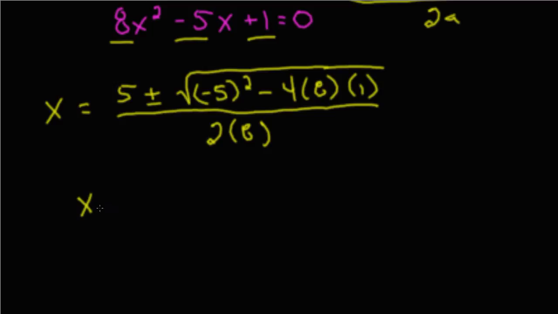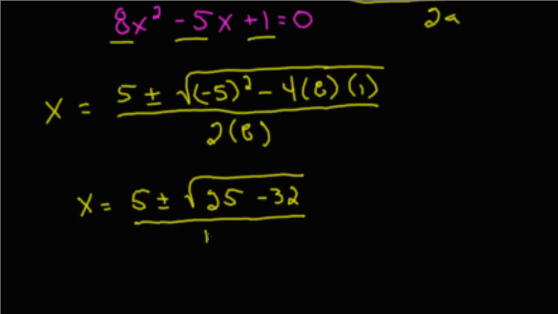So x equals 5 plus or minus. Negative 5 times negative 5 is a positive 25. Negative 4 times 8 is a negative 32. And 2 times 8 is 16. Now, 25 minus 32 will give us a negative 7. So that's going to be, we'll write that out, 5 plus or minus the square root of negative 7 over 16.